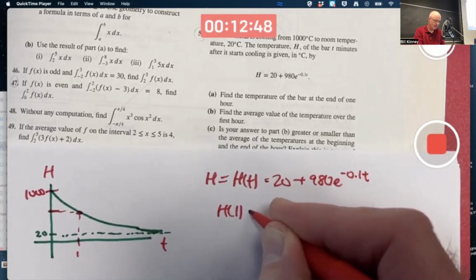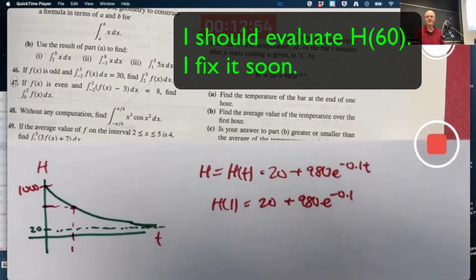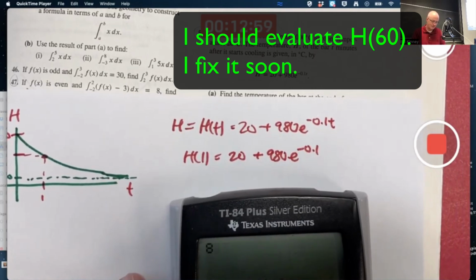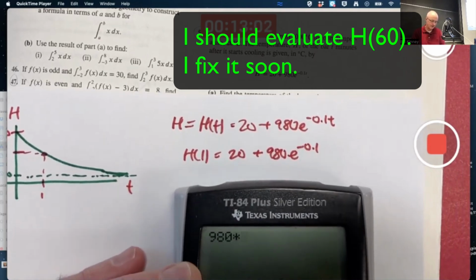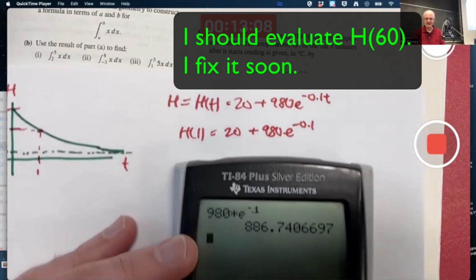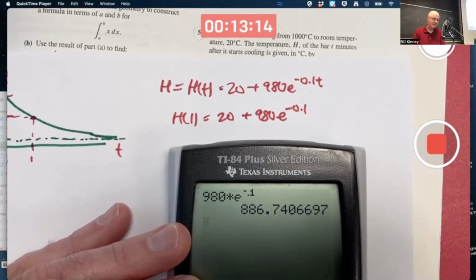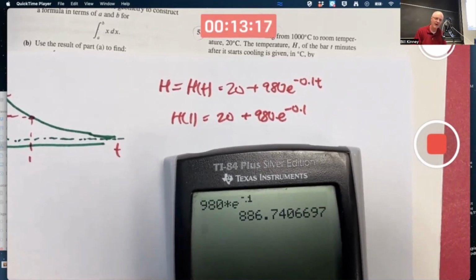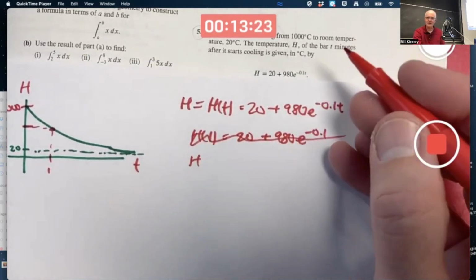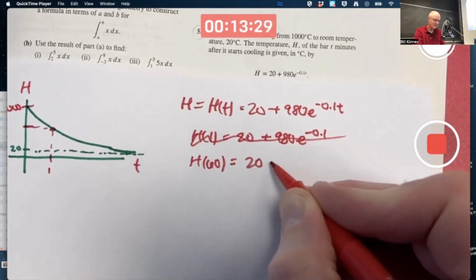After 1 hour, that's h of 1. 20 plus 980 e to the negative 0.1. 980 times e to the negative 0.1 is not much less than 980, 886.74, I mean, on the scale. Question? Oh, is t in minutes? Okay, I'm sorry. T is in minutes, so yes, cross that off. It's going to have cooled a lot more. This t is in minutes, and we're talking about 1 hour later, so 60 minutes. Thank you.